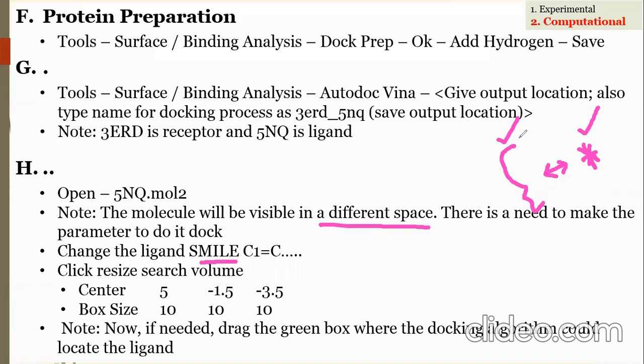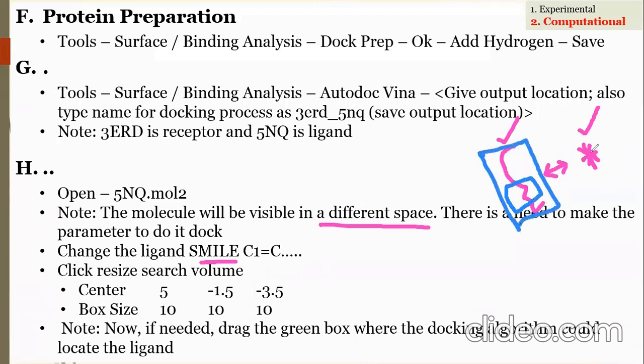Now the ligand will be the SMILES, because the canonical SMILES is actually the ligand, and resize the search volume. If we know the active site of this protein, we need to select this region and grid it. So we will grid this region of the protein. If we don't know the active site, we can grid the whole protein.